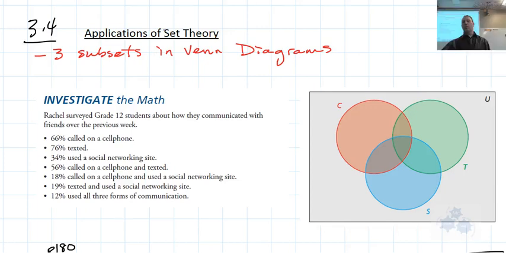All right, so 3.4, we're going to take a look at this very first, investigate the math problem. And I want to take a look at the Venn diagram first. So this Venn diagram has already been created for this question. Now, why has this been created? What does C, T and S stand for?